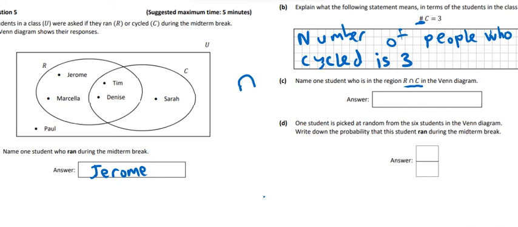R intersecting C means elements that are in R and in C. So they must be in both R and C. So there's 2 that are in R and in C. Tim is in R and he's in C, and Denise is in R and she's in C as well. So you can write down either of them here. So Tim or Denise, you only need to write down one of them.